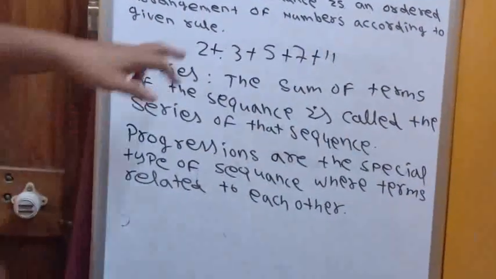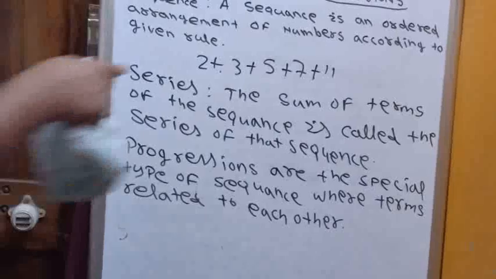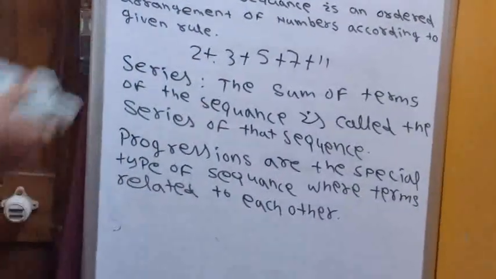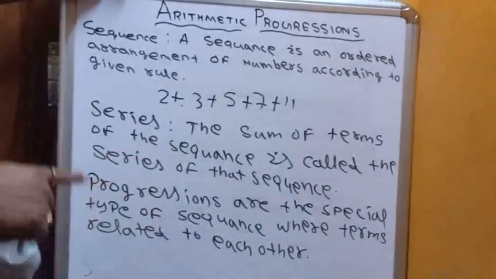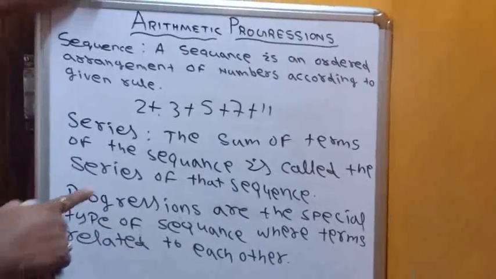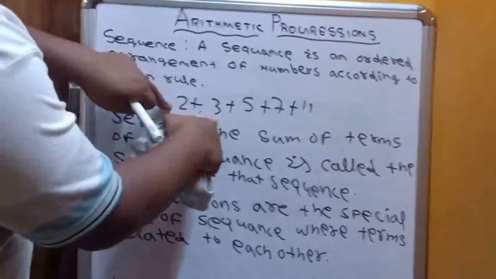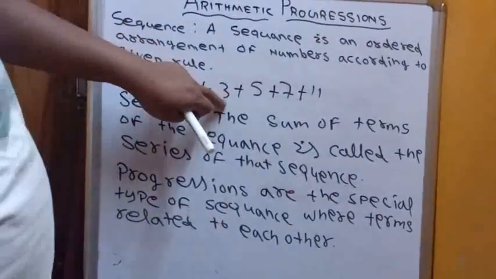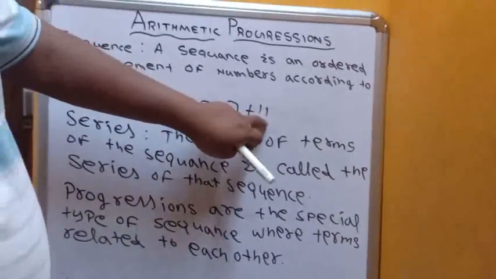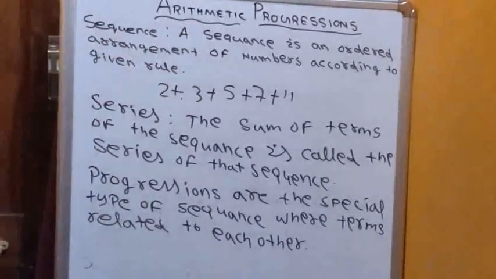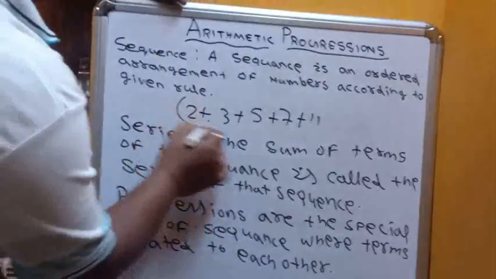So look at the example 2, 3, 5, 7, 11. This one is your sequence; if I add the terms, that is your series. He told that a progression is a special type of sequence where terms are related to each other. Here, adding 1 to 2, I get 3. 3 plus 2, I get 5. 5 plus 2, 7. 7 plus 4, 11. Here the terms are not related to each other, so this is not a progression.